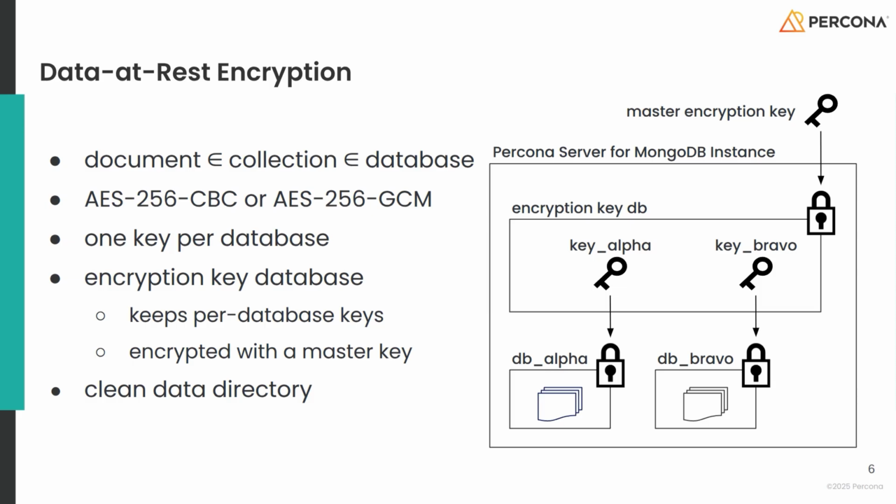Setting up data at rest encryption requires a clean data directory, because Percona Server for MongoDB can't encrypt already existing files. The perfect time to do so is when you initialize your deployment, and clearly it has no data yet. As a result of setting up data at rest encryption, we get a master encryption key, which we must store in some external system.